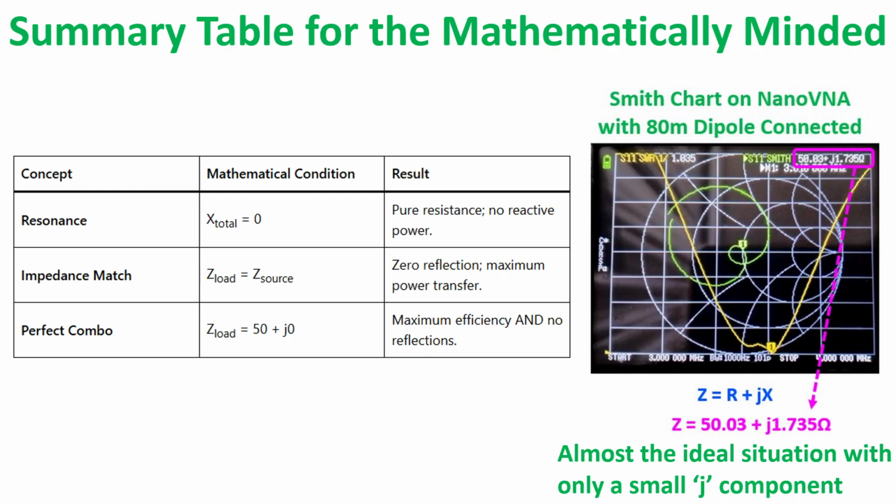So the antenna acts like a pure resistor with no reactive power. Impedance match is load impedance equal to source impedance, that is matching of antenna versus radio. So there is no reflection, maximum power transfer. Our perfect combo will be load impedance equal to 50 plus J into 0, that is just 50 ohms. Maximum efficiency and no reflections. That is what we have for a well-tuned antenna, as illustrated in the picture.